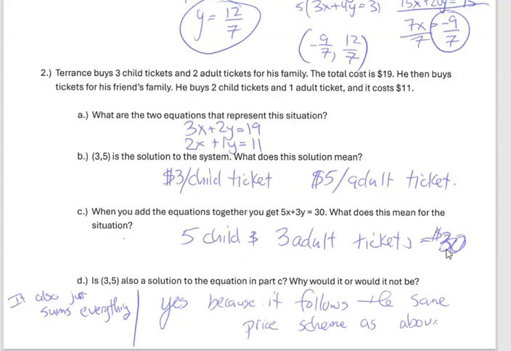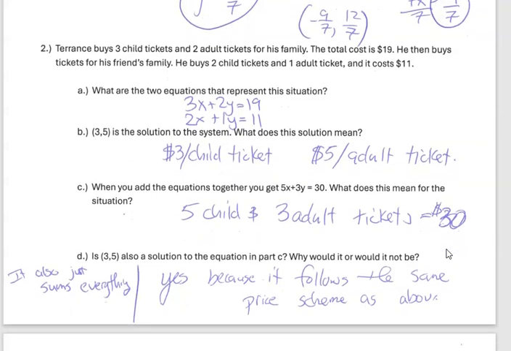When you add the equations together, you get 5x plus 3y equals 30. What does this mean? Well, this means if you bought 5 child tickets and 3 adult tickets, it would be $30, which makes sense for the problem. If you combine the 2 times that he bought tickets, it would be 5 child, 3 adult, and it would come out to be $30. And yes, it is going to be the same solution. A solution to each of those equations is going to be the solution to the equation after you add them together, because it's going to be the same price for a child ticket and an adult ticket.